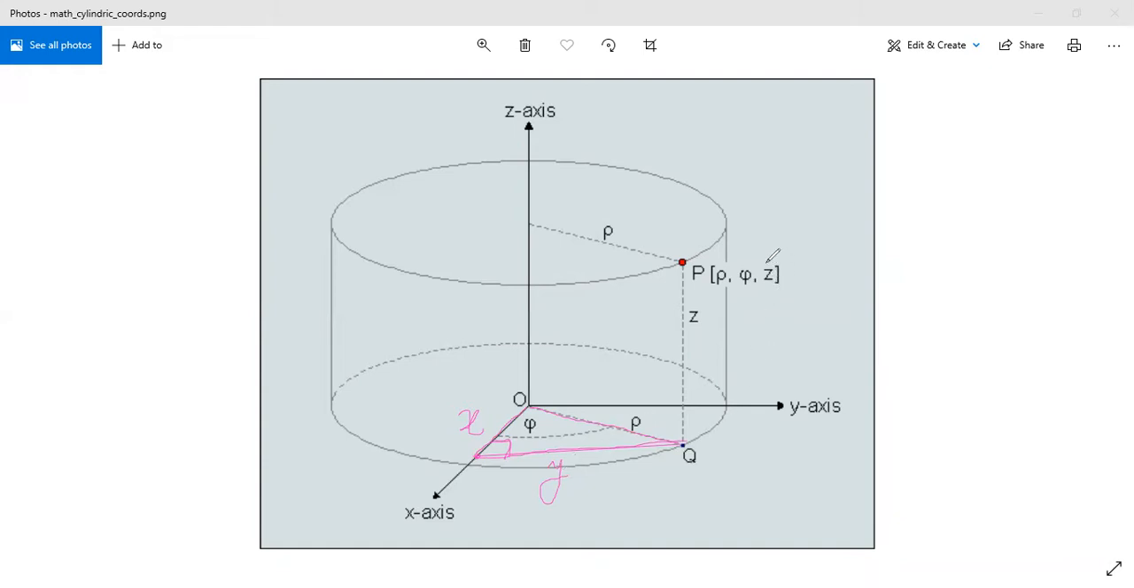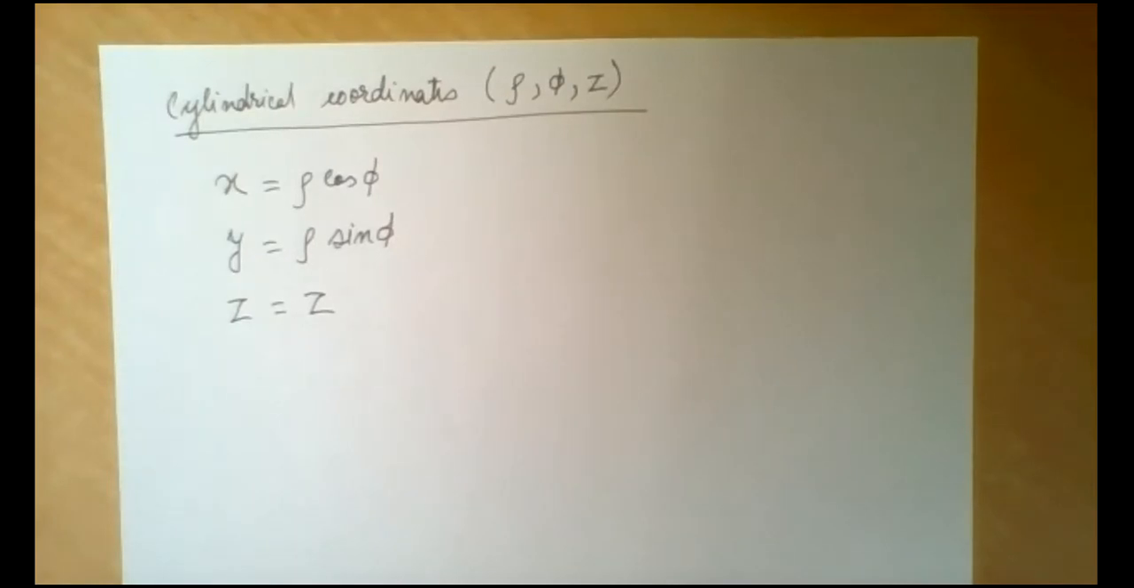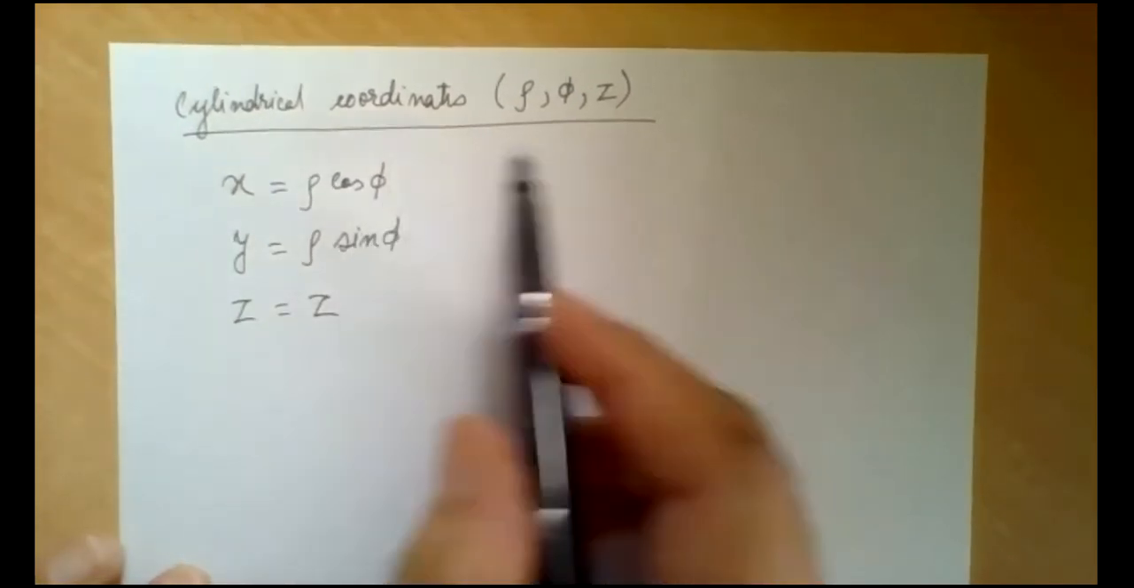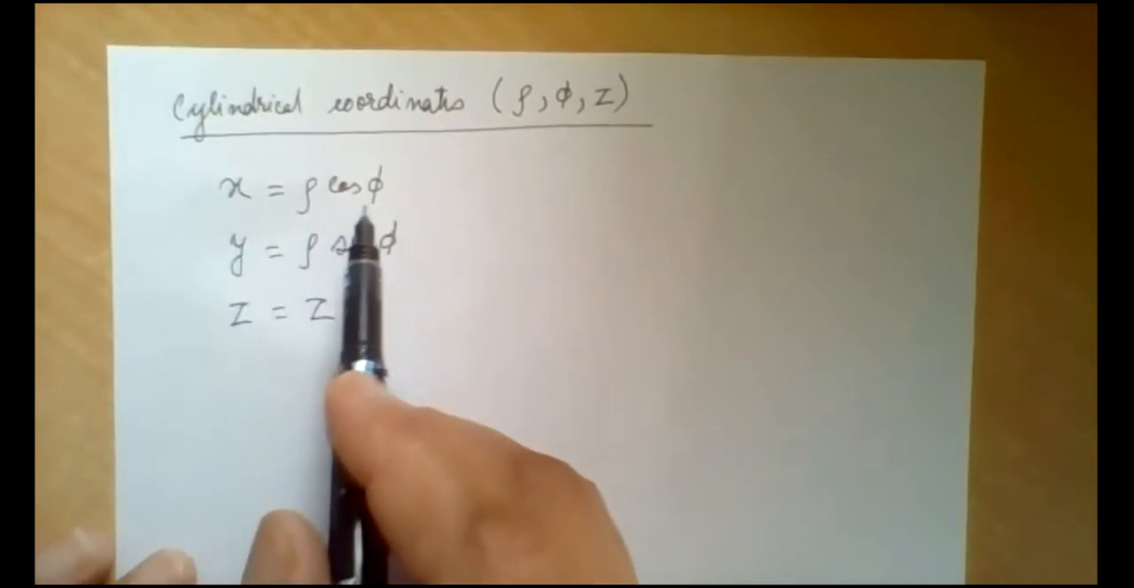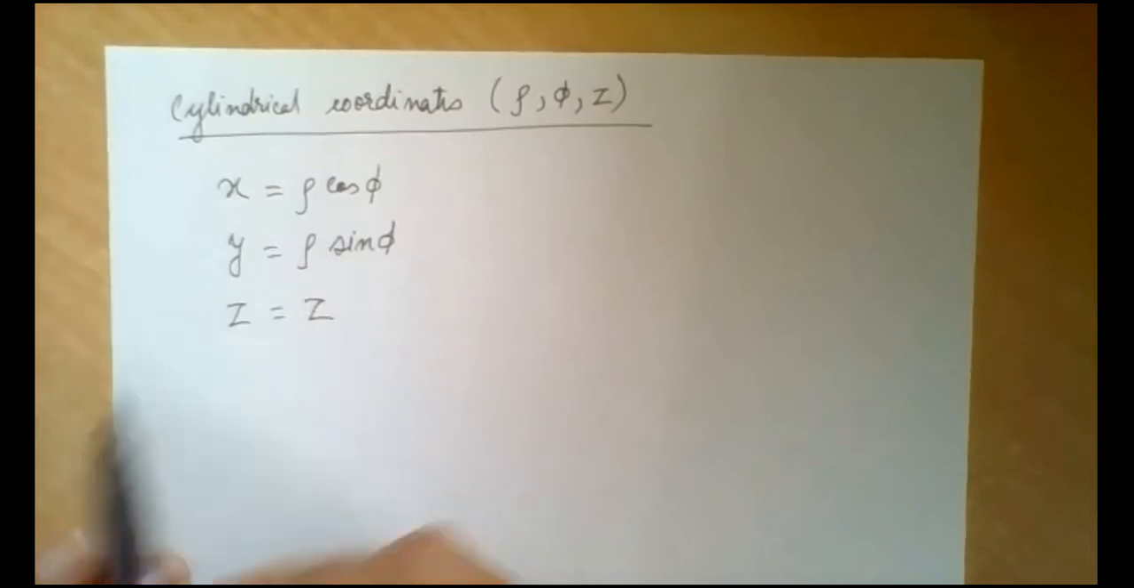In the Cartesian system, the z coordinate stays as it is. So x equals rho cos phi, y equals rho sin phi. Let me stop sharing. All right. So in the cylindrical coordinate system, x, y, z and rho, phi, and z are related by this relation.